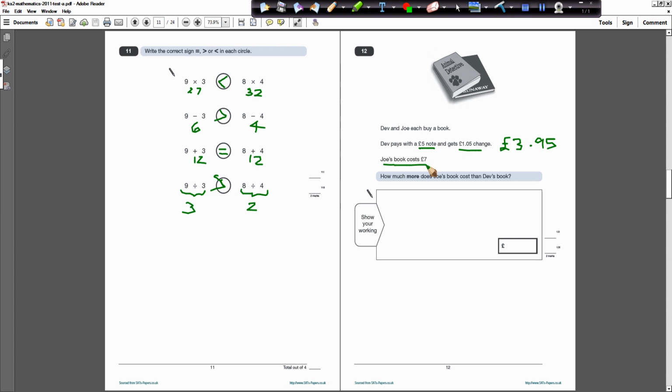And Joe's book cost £7. The question was, how much more does Joe's book cost than Dev's book? So Dev's is £3.95. So the calculation is £7 minus £3.95. What's £7 take away £4? £3. So the answer will be £3 and 5 pence. Excellent. Done. So £7 take away £3.95 will give us £3 and 5 pence. And that's the end of that question.